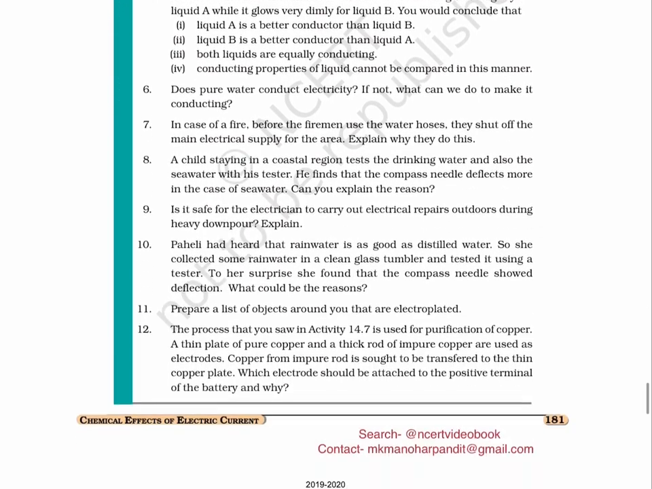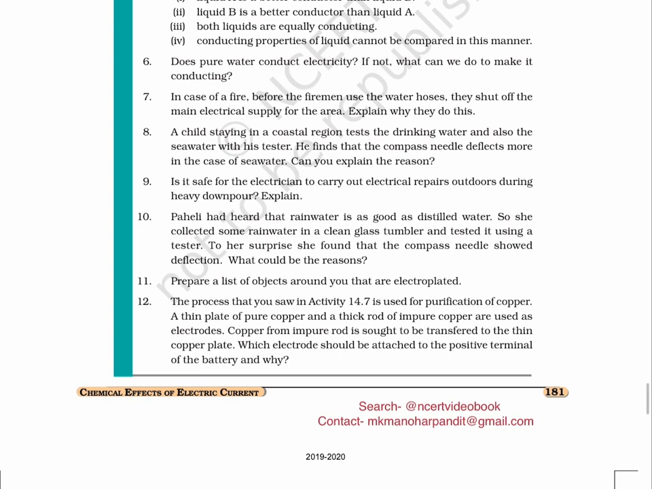6. Does pure water conduct electricity? If not, what can we do to make it conducting? 7. In case of a fire, before the firemen use the water hoses, they shut off the main electrical supply for the area. Explain why they do this. 8. A child staying in a coastal region tests the drinking water and also the seawater with his tester. He finds that the compass needle deflects more in the case of seawater. Can you explain the reason?